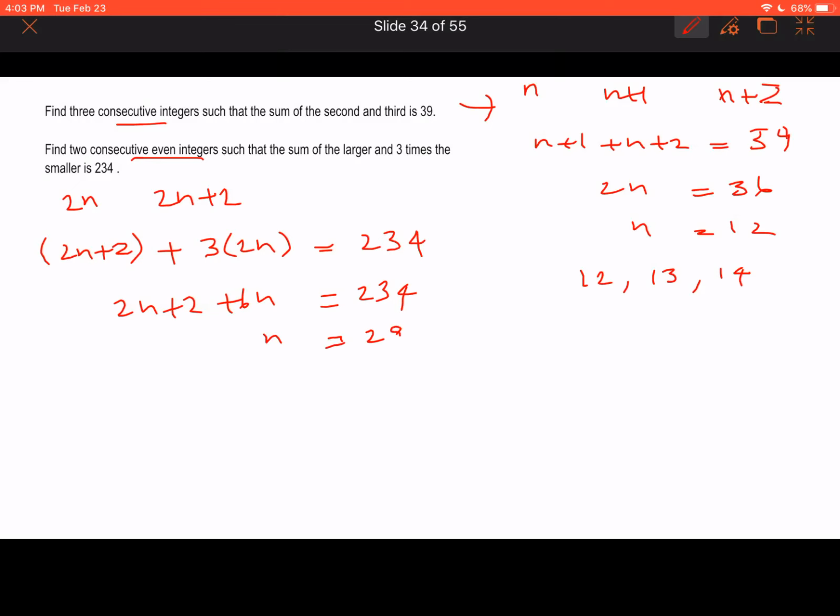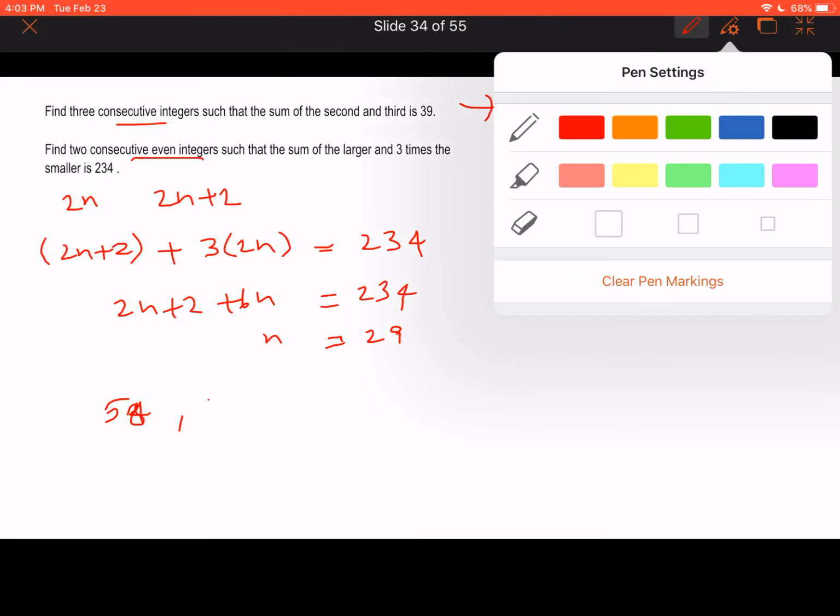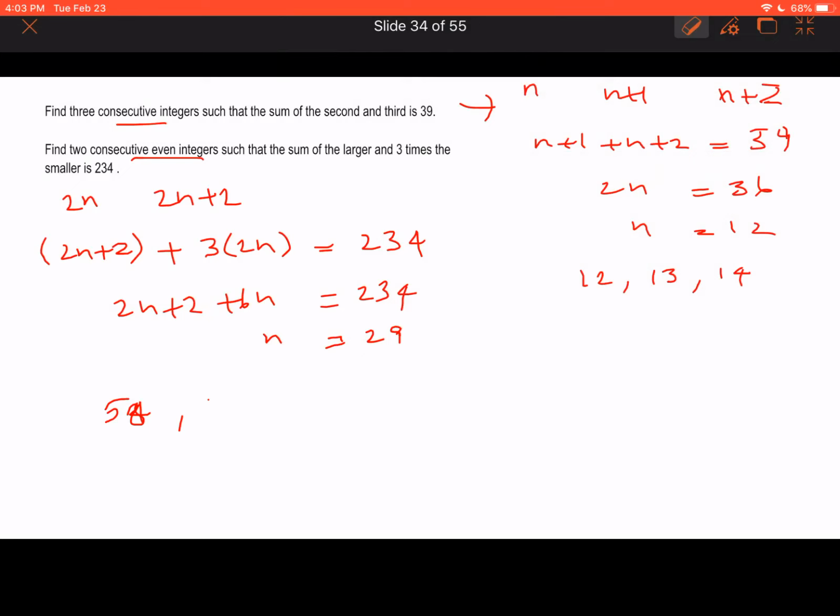Here the first number is 2n. So 2 times 29 is 58, and the next number is 60. We'll move on to the next problem.